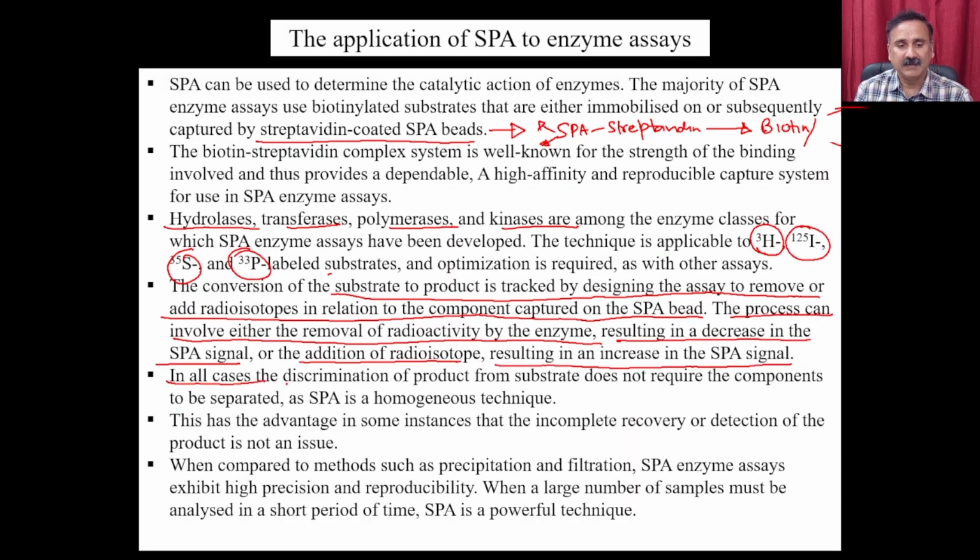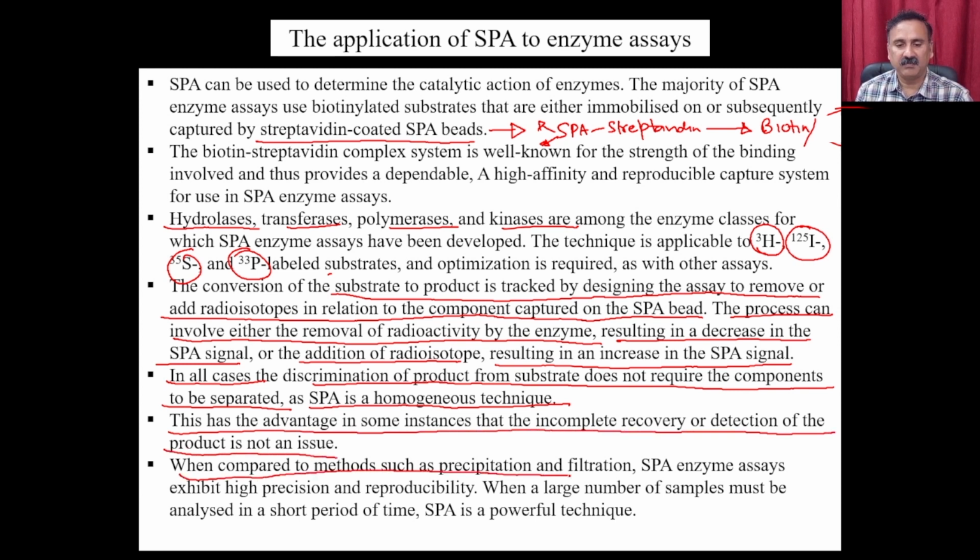In all cases, the discrimination of the product from the substrate does not require the components to be separated, and SPA is a homogeneous technique. This has the advantage in some instances that incomplete recovery or detection of the product is not an issue. When compared to methods such as precipitation and filtration, SPA enzyme assays exhibit high precision and reproducibility when a large number of samples must be analyzed in a short period of time. SPA is a very powerful technique.